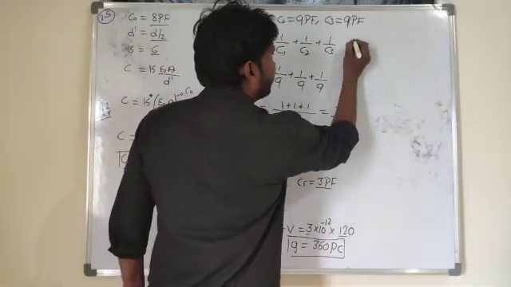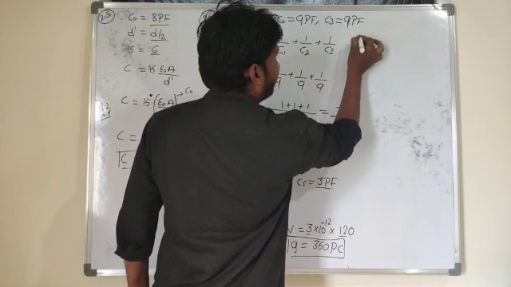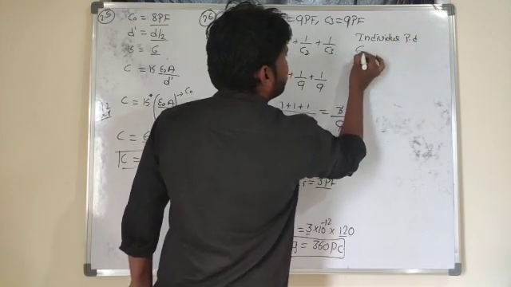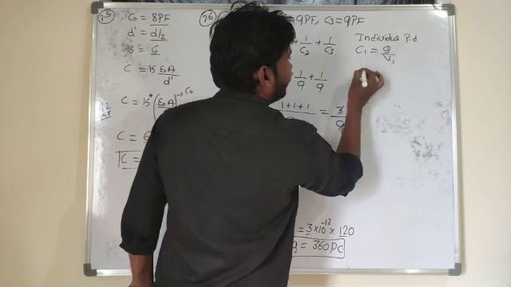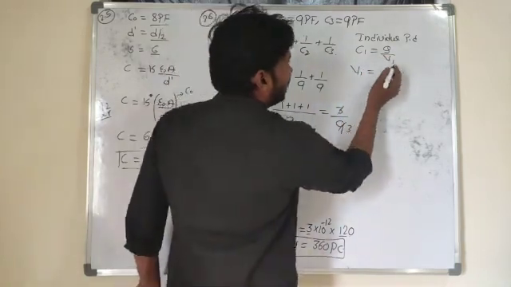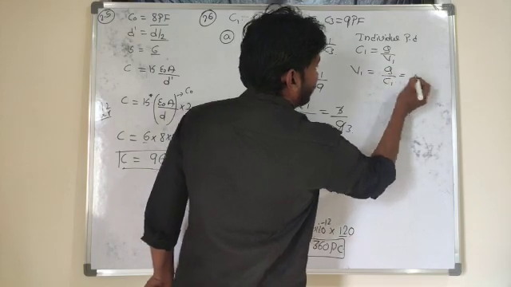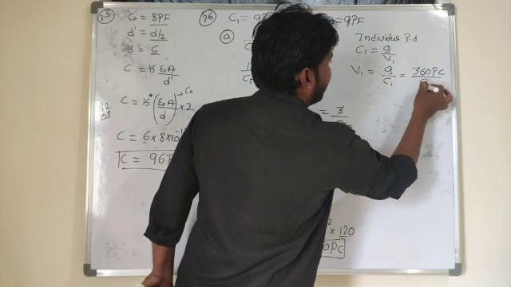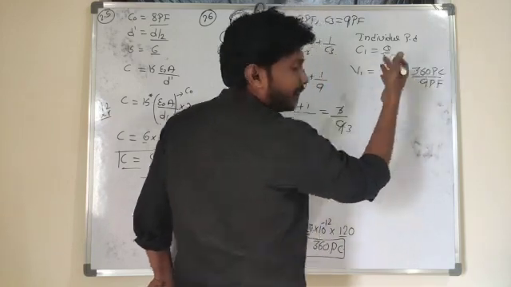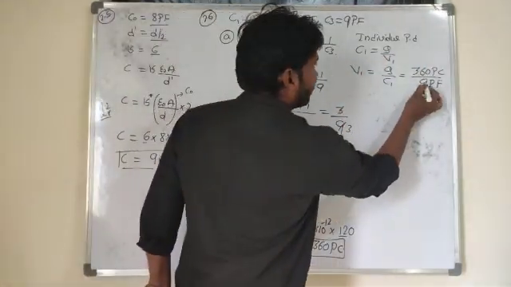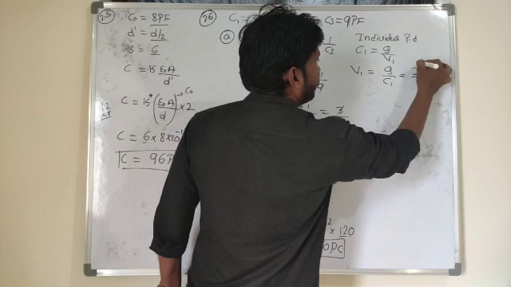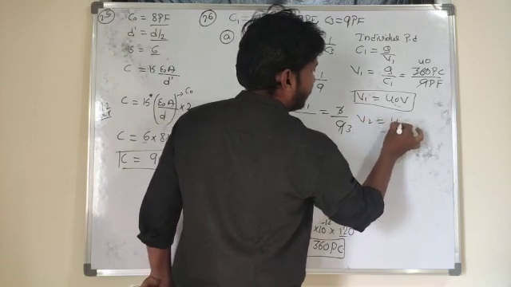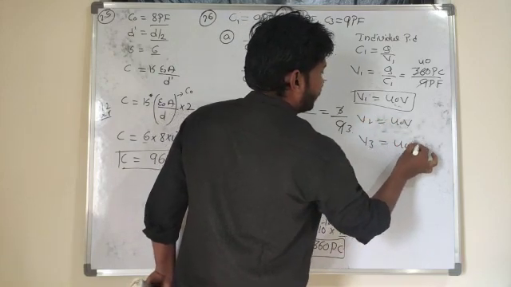Now let me find the individual potential difference. C1 is equal to Q by V1, or V1 is equal to Q by C1 here. Q value is how much? 360 picocoulomb divided by 9 picofarad. Pico means 10 to the power of minus 12, both will get cancelled out. So 9 fours are 36, V1 is equal to 40 volt. Identical, so V2 is also equal to 40 and V3 is also equal to 40 volt.